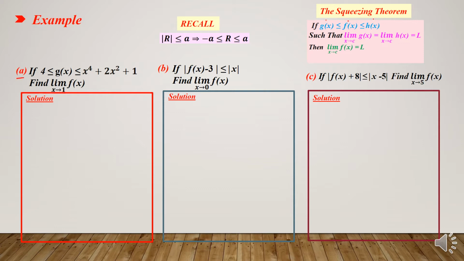In part A, we have the function g bounded between the two functions 4 and x to the 4th plus 2x squared plus 1. Let's say that 4 is the function f of x and this function is h of x.